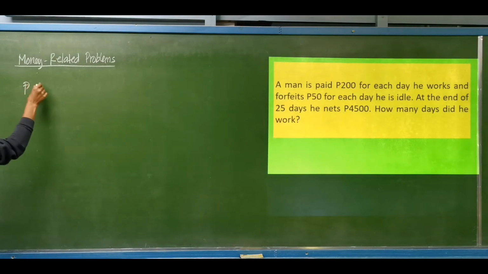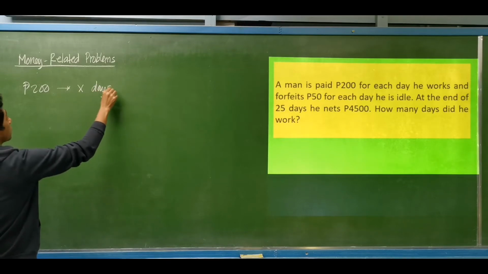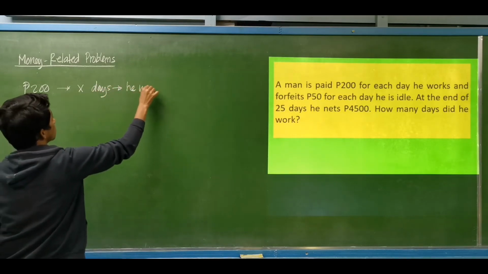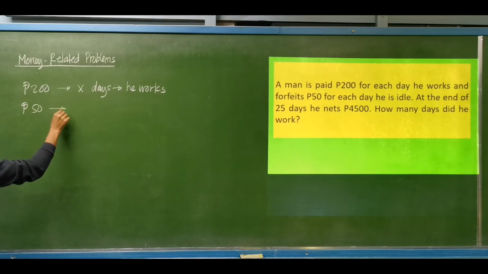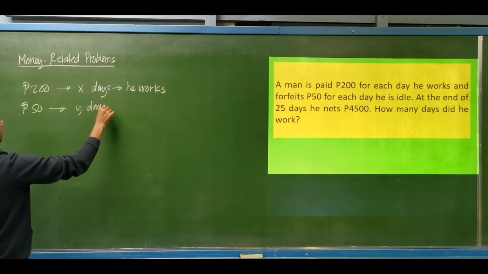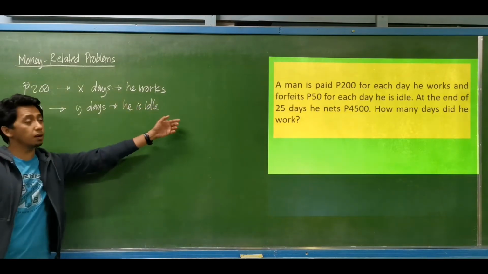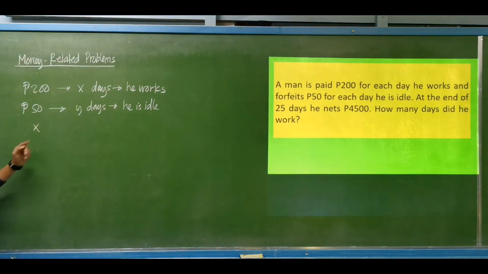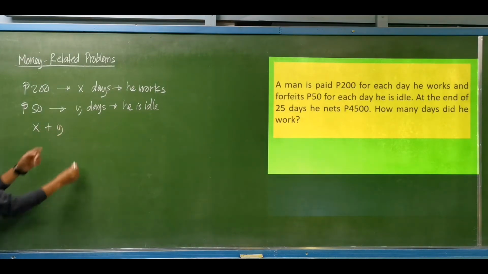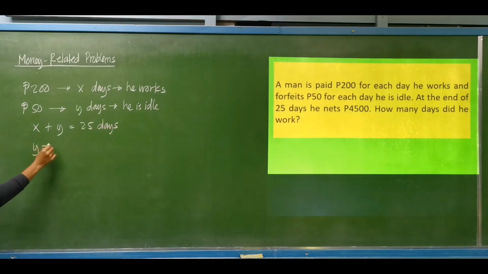So let's say we have 200 pesos as payment for X days. This represents the days that he works. Then we have 50 pesos forfeited for Y days. This is for the days that he is idle. At the end of 25 days, he nets 4,500. So basically, the number of days he works plus the number of days that he is idle is equal to 25 days. So let's have the equivalent of Y as 25 minus X.